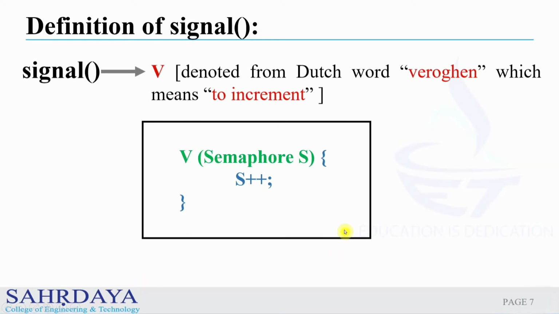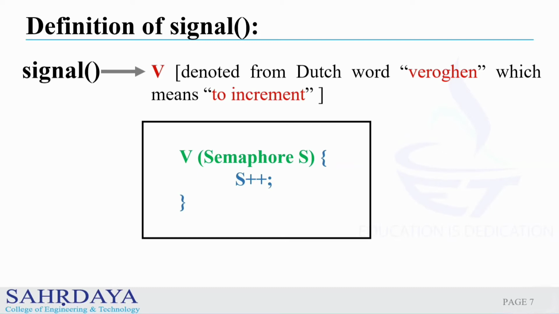So the signal operation will be called when the process that was making use of the semaphore to enter the critical section or was using the resources completes the operation and comes out of it. At that moment, the signal operation will be called and the value of the semaphore gets incremented. Once the value of the semaphore gets incremented, it signals other processes that the semaphore value is now free to use by the processes.